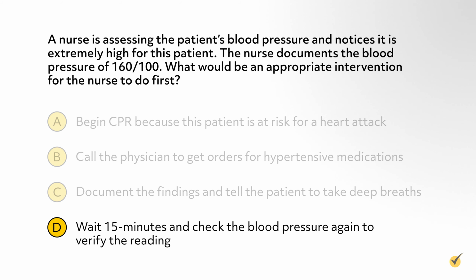If you chose D, wait 15 minutes to check the blood pressure again to verify the reading, you're correct. If the patient tells you that this is not their normal pressure, you want to be sure to verify your findings prior to notifying the physician. You may report both readings to the physician after taking it a second time.